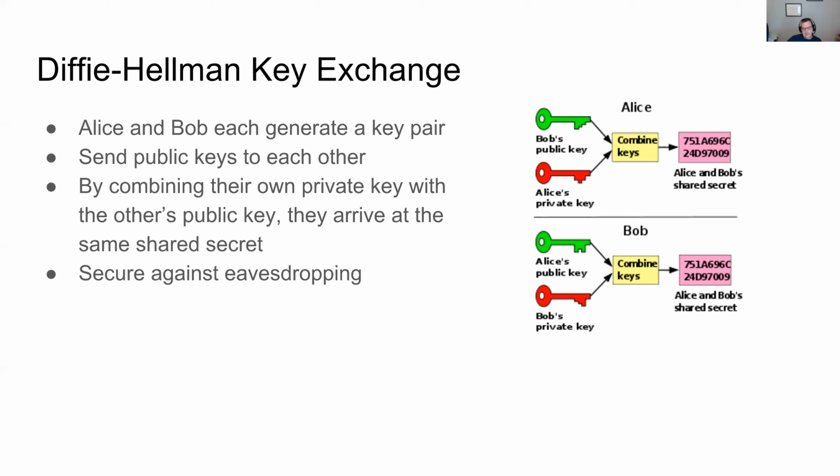So they can do that by exchanging their public keys and then combining the other user's public key with their own private key. So if Alice combines Bob's public key with her private key, she will arrive at this number. And when Bob does the reverse, he arrives at the same number. So then they can use that shared secret to key another algorithm.